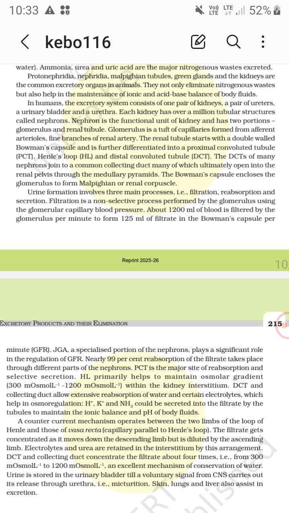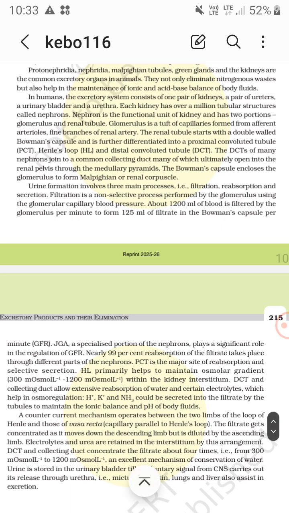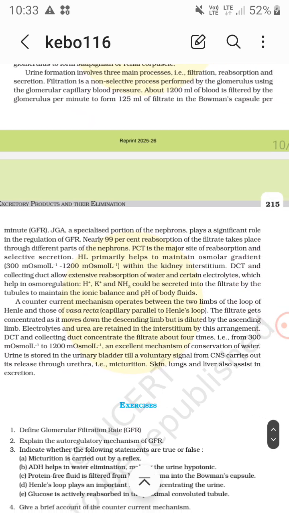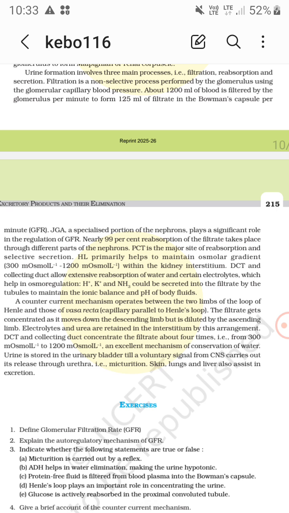to form 125 ml of filtrate in the Bowman's capsule per minute, that is GFR. Now the JGA, the juxtaglomerular apparatus, is a special portion of the nephrons and plays a significant role in the regulation of GFR.